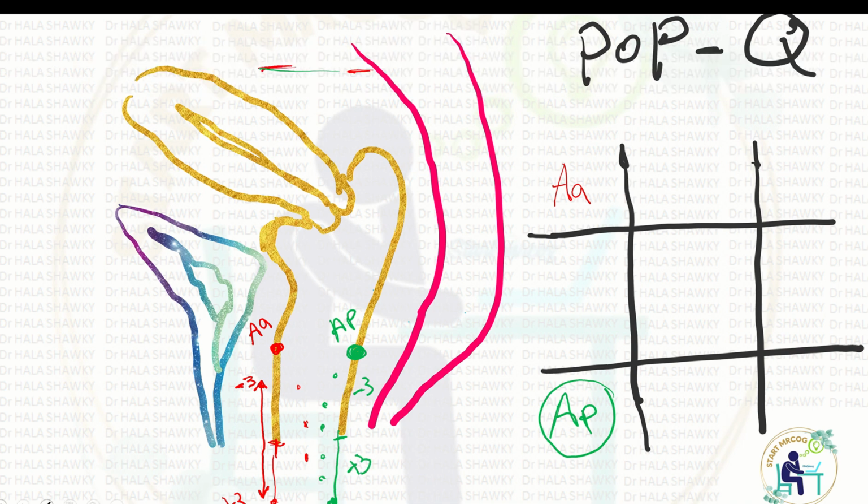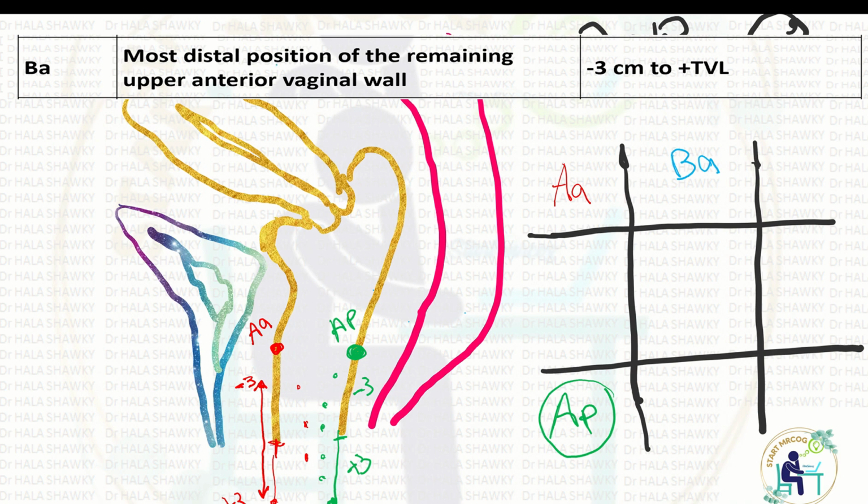Coming to point B anterior, which lies in the most distal position of the remaining upper anterior vaginal wall.